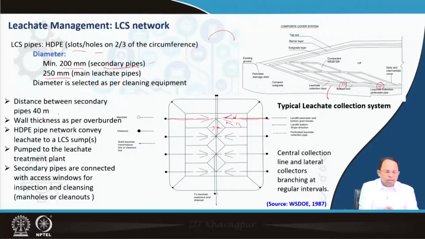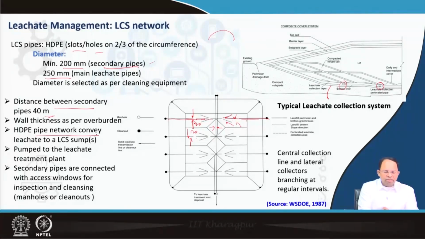Now, distance between secondary pipes is roughly around 40 meters, but it could be even less as per requirement. But standard design between two pipelines is around 40 meters. So you can see that this is around 20 meters and this is 20 meters. So the slope is given over here. But this could be even less, even 15 meters as well, right? So we have to design our slopes as per the distance between the pipes. Both these pipes will get leachate from both sides. So accordingly, we have to give slopes to both sides, right?